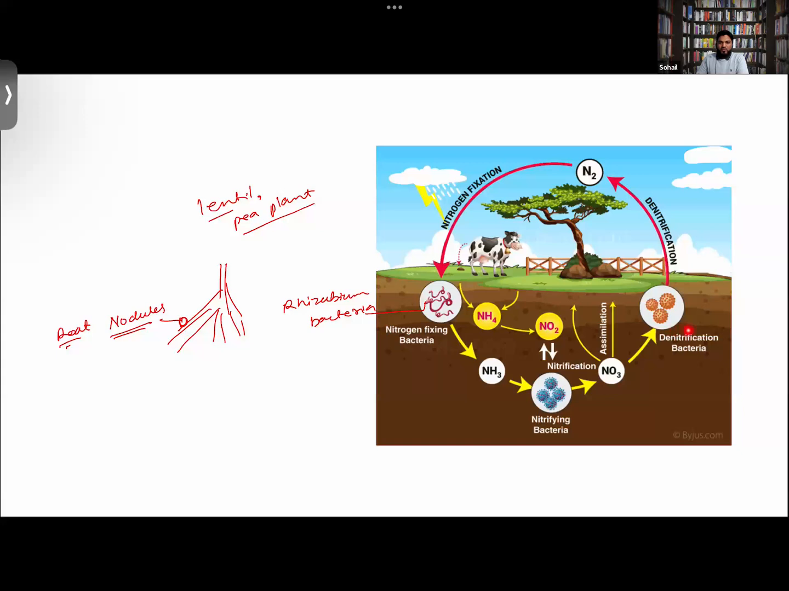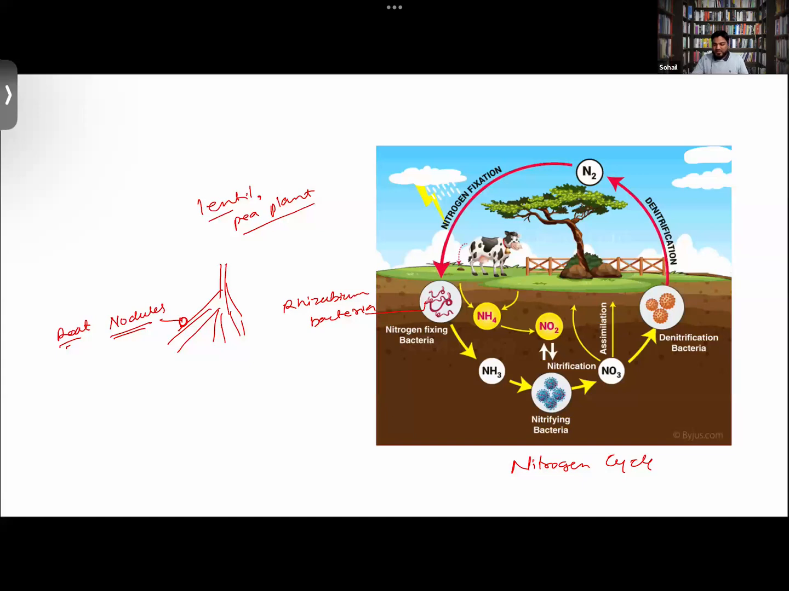Now, there's one more group of bacteria found in the soil. Those are called denitrifying bacteria. So what is their work? They will now be converting nitrates into nitrogen. ये नाइट्रोजन के कंपाउंड्स को वापस नाइट्रोजन मॉलिक्यूल में कन्वर्ट करता है. So here we can see that there's a cycle of nitrogen going on between the atmosphere and the soil. Hence we call that the nitrogen cycle also.